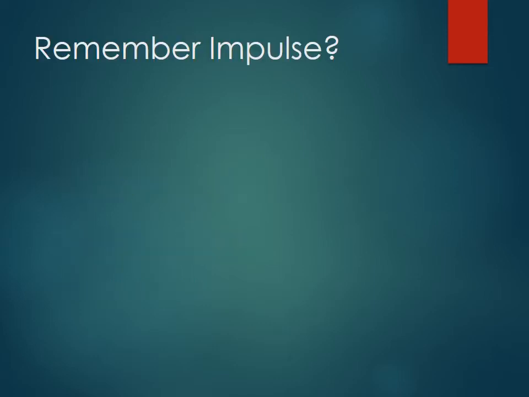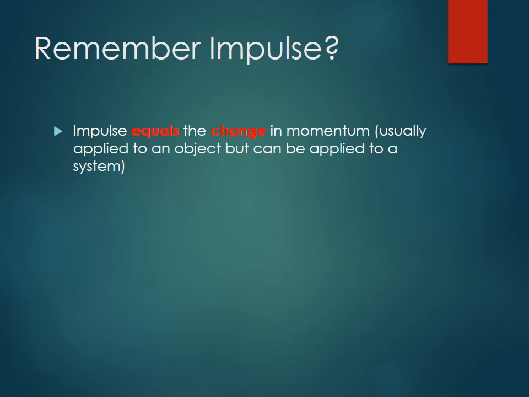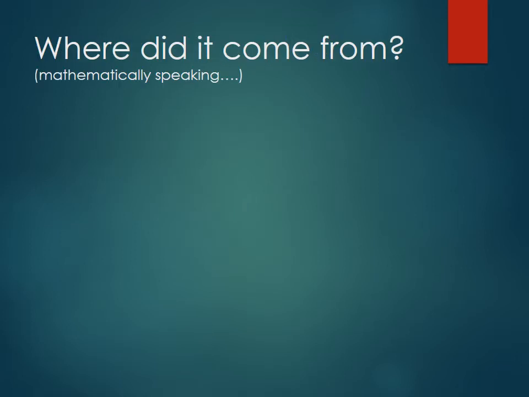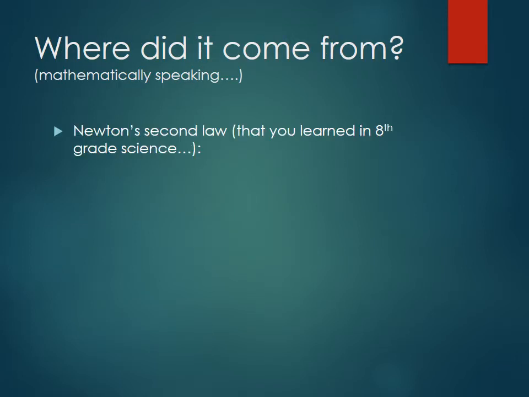Momentum, impulse. Remember impulse? We talked about it with momentum. It equals the change in momentum, usually applied to an object, but maybe to a system. Remember, it was written as a capital J equals delta P, and again, those should both be vectors. But this is an old PowerPoint that I adapted. So, where did it come from, mathematically speaking?